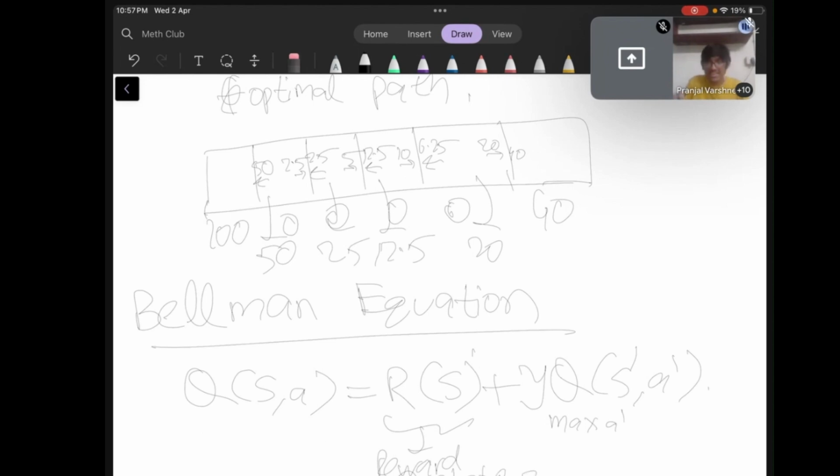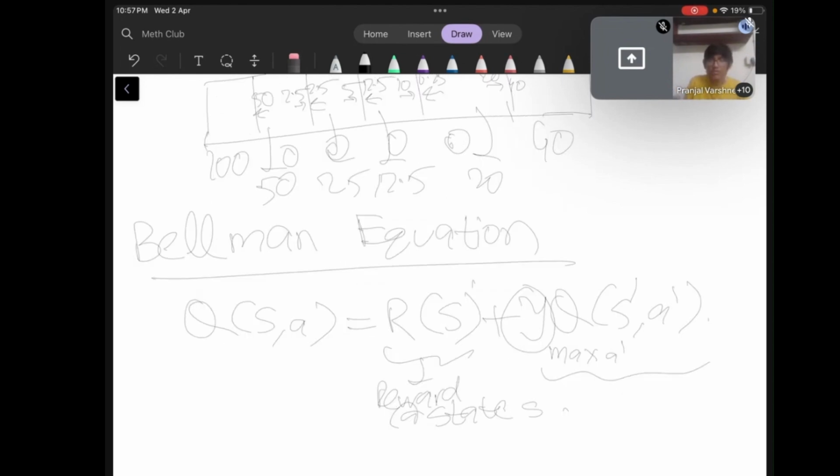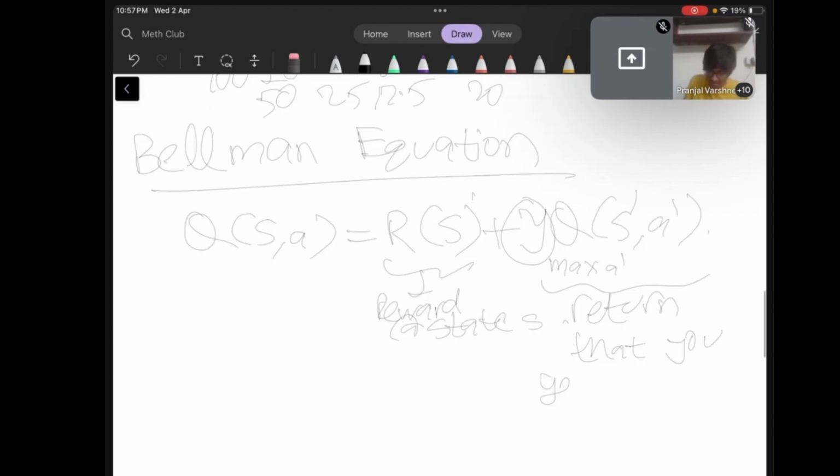And then you're scaling the remaining rewards that you get by a factor gamma, and this is basically the maximum of Q for the next state S dash. After you take an action A from state S, you reach S dash. Remember the tuple which I defined some 10 minutes ago. So you find the maximum. Basically, this means the return that you get from the following optimal path.